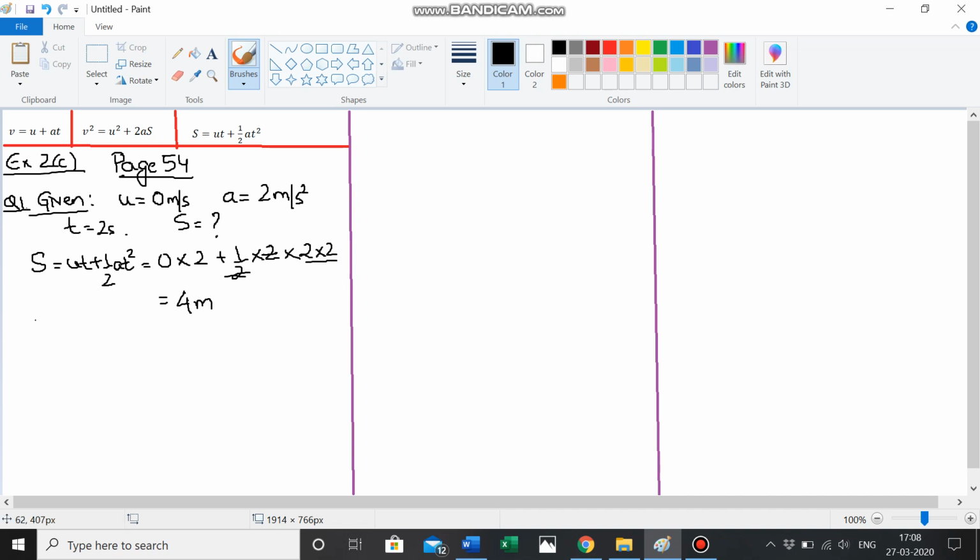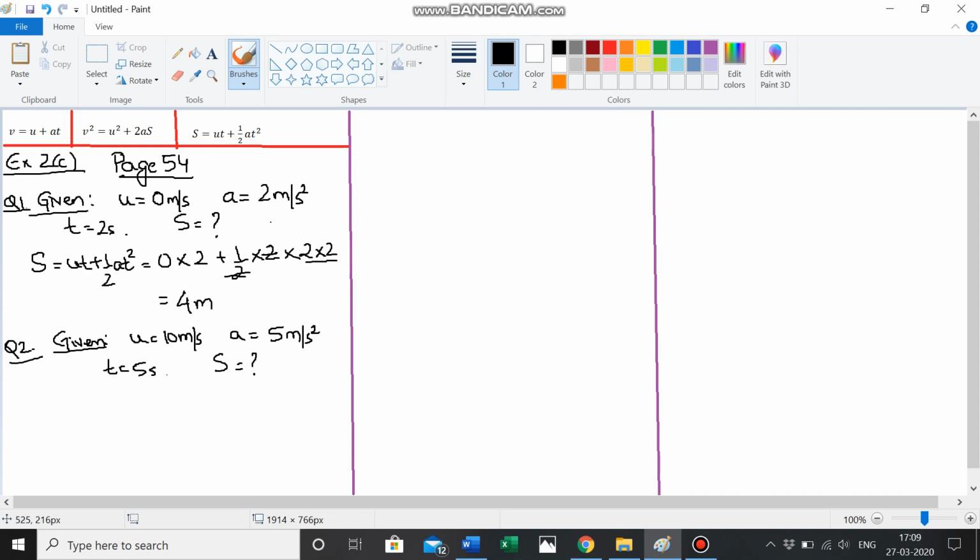Let's move on. Let's try and solve question number 2. A body starts with an initial velocity of 10 meter per second. Again, let's write what we have. Given is U is equal to 10 meter per second and acceleration of 5 meter per second square. Find the distance covered by it in 5 seconds. T is equal to 5 seconds. S is equal to question mark.